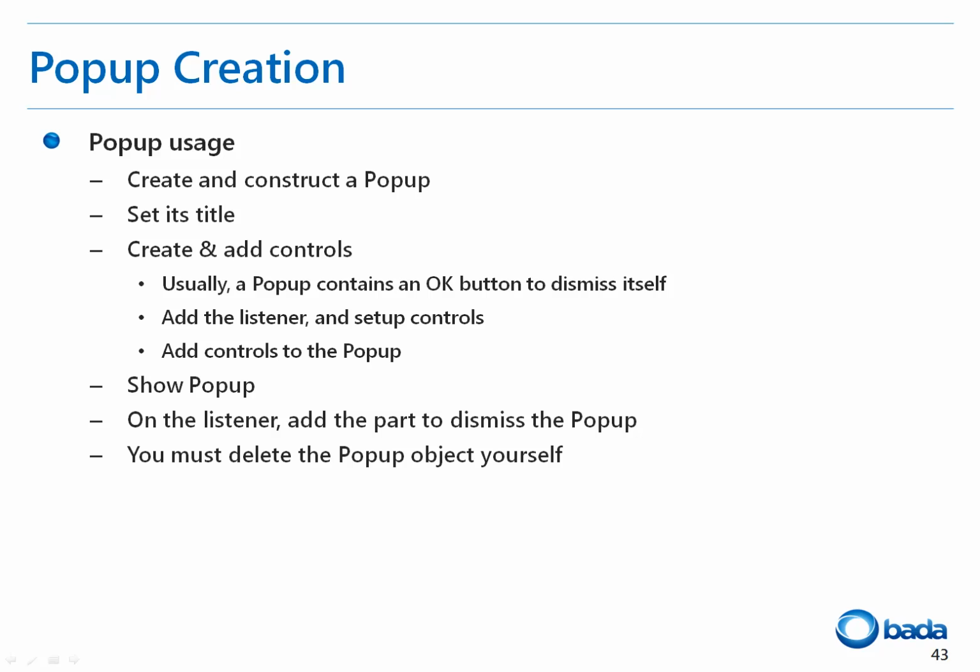As I mentioned previously, a pop-up is a modal window. It cannot receive input from another part of the screen. Therefore, controls on the pop-up should be used to remove the pop-up. So add the OK and Cancel buttons, and make the button listeners hide the pop-up. Finally, if the pop-up is no longer necessary, the developer should manually delete the pop-up.